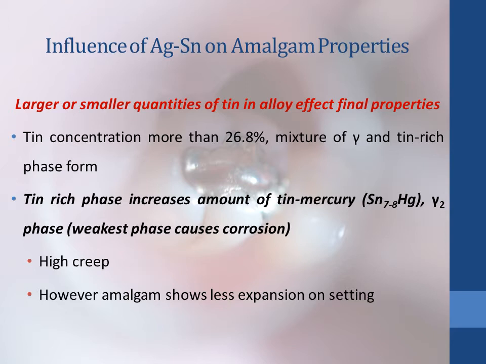The influence of silver tin on amalgam properties: larger or smaller quantities of tin in the alloy affect the final properties. So as we mentioned, if the tin concentration is more than 26.8%, a mixture of gamma and tin rich phase forms, and the tin rich phase increases the amount of tin mercury, which is gamma 2, and this is also known as the weakest phase. Gamma 2 or tin mercury is known as the weakest phase because its mechanical strength is the least, and it shows the highest corrosion and highest creep.